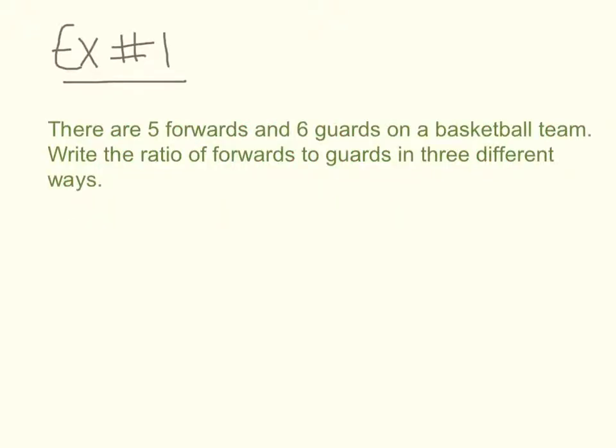Okay, example number 1. There are 5 forwards and 6 guards on a basketball team. Write the ratio of forwards to guards in 3 different ways. So the first thing they asked for was forwards. And I look up here and I see that there's 5 forwards. So I put the 5 first. And they want to know the ratio of forwards to the number of guards. And there are 6 guards.